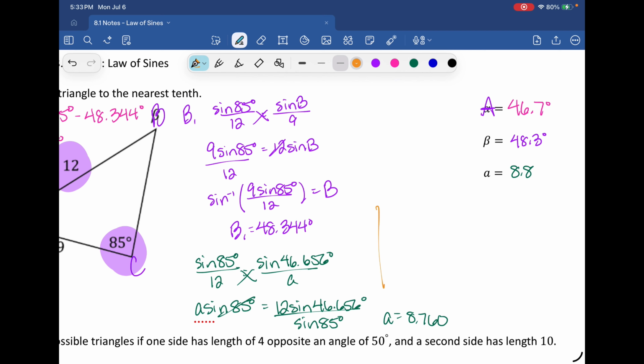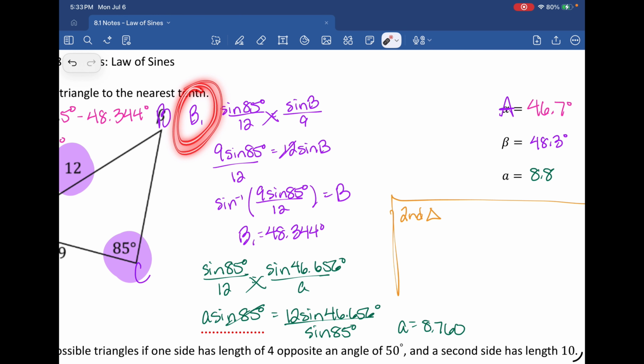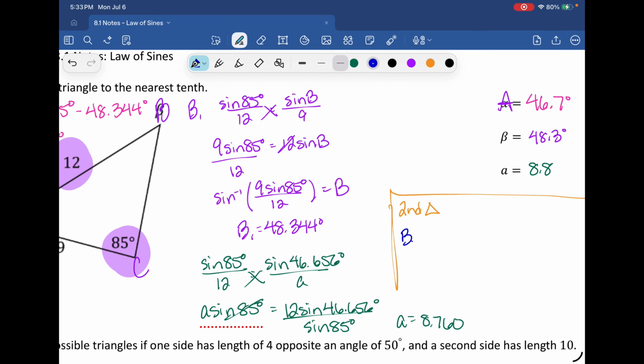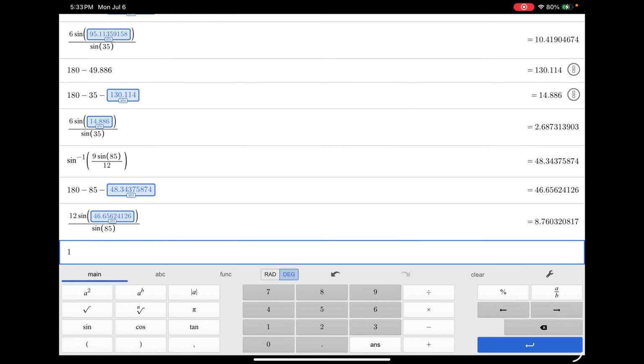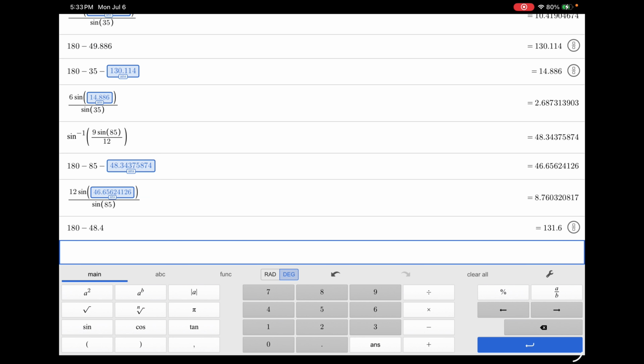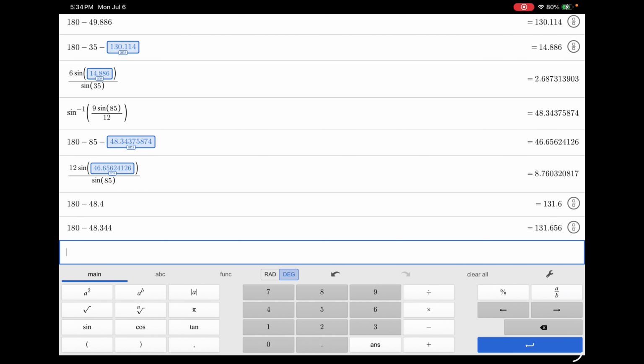Okay, now second triangle. We're going to start with angle B. So it's 180 minus B1. So 180 minus 48.344, which is 131.656.